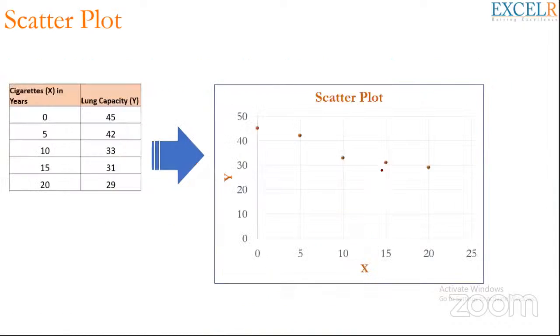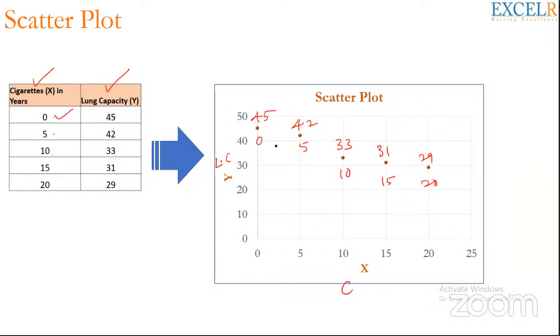Now let us discuss the negative association. We again have two variables. One is the cigarette smoking habit in years, and the other is the lung capacity. What do you observe here? As the number of years of cigarette smoking increases, what is happening with the lung capacity? Lung capacity is decreasing. X is the cigarette smoking habit and Y is lung capacity. At 0 years the lung capacity is 45, at 5 years 42, 10 years 33, 15 31, 20 29.